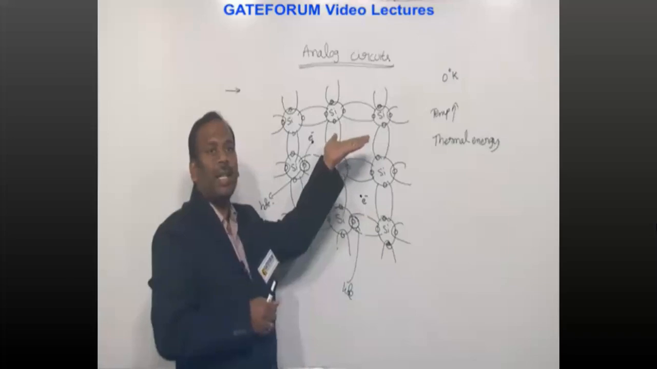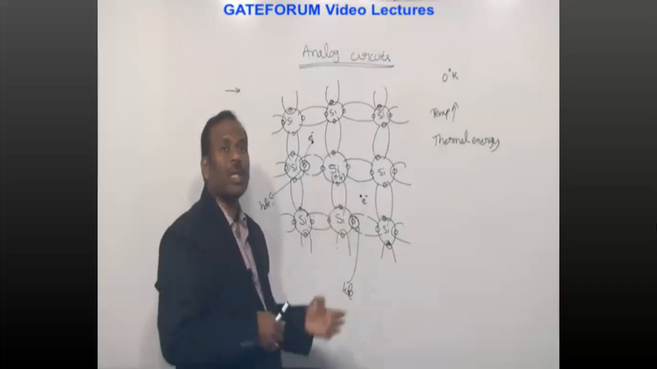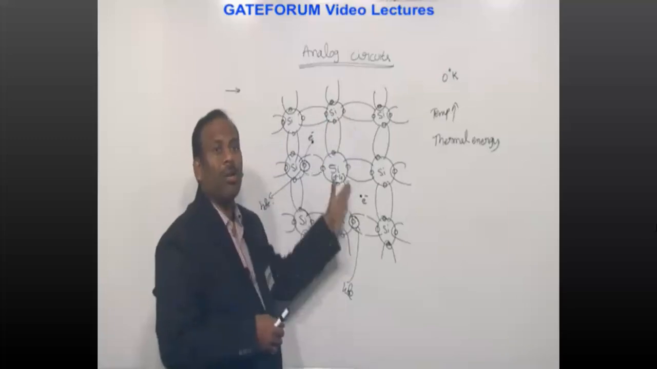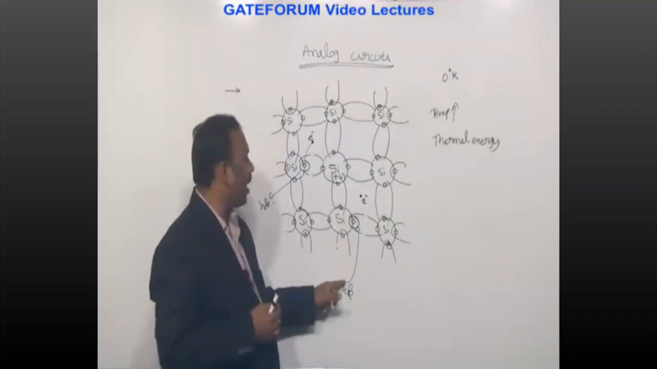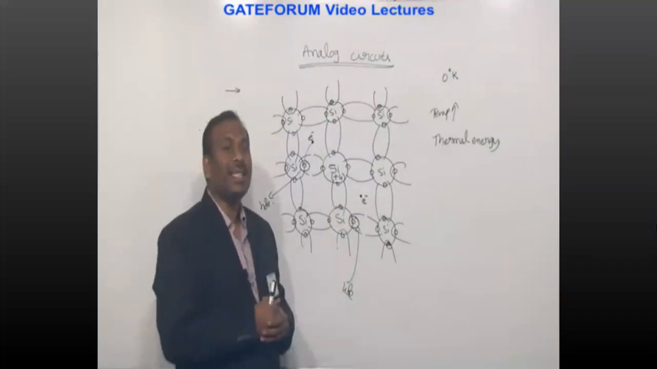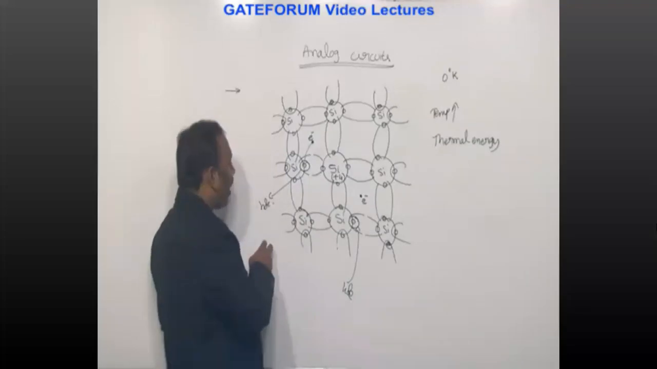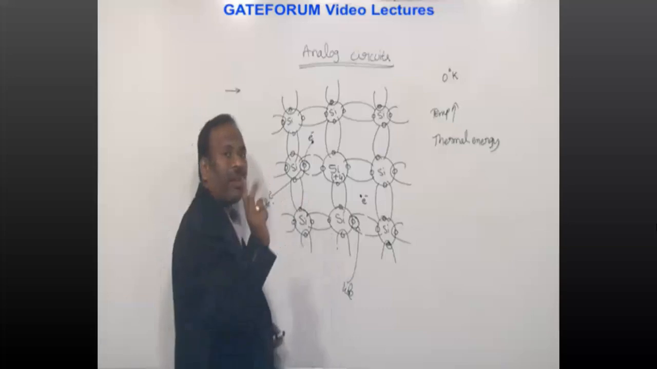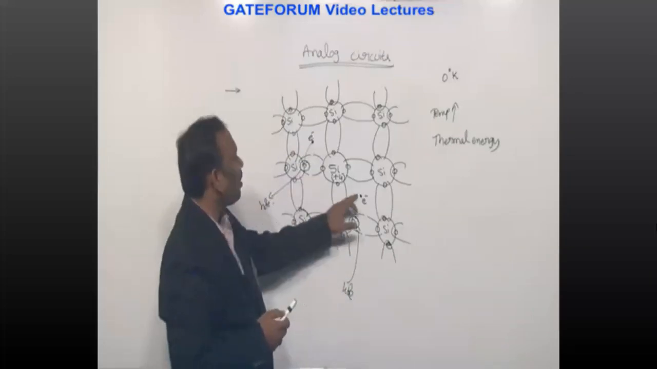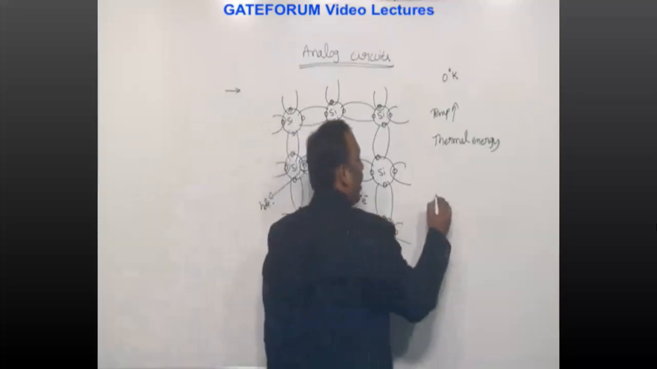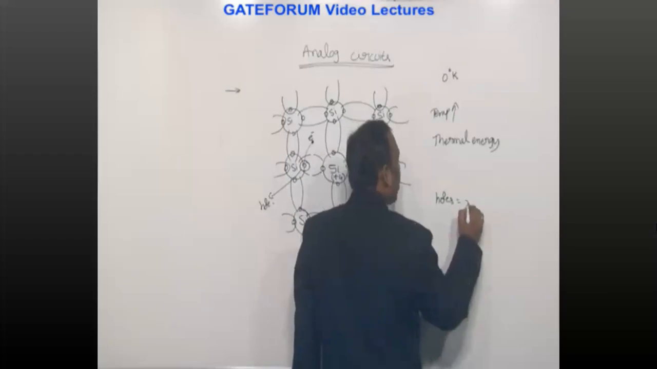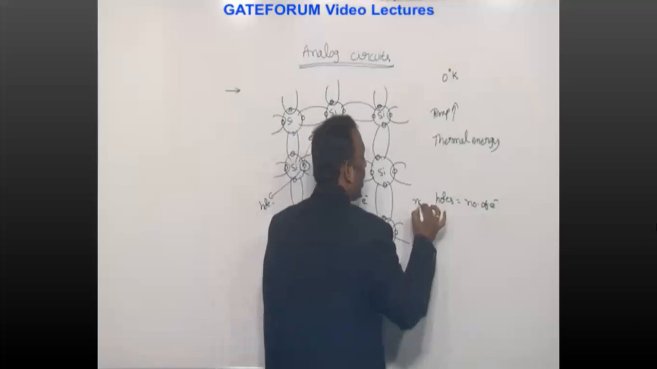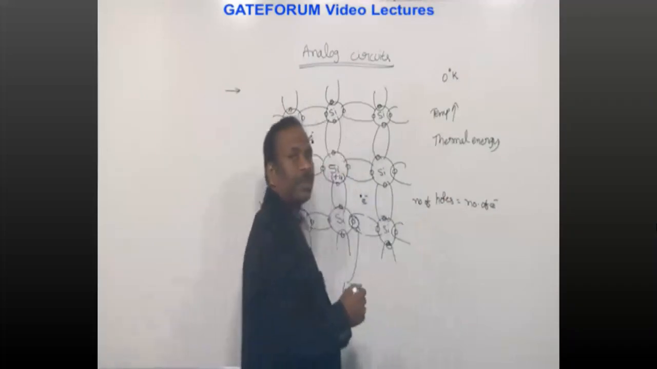As the temperature goes on increasing, more covalent bonds acquire energy and break, and free electron-hole pairs are generated. Now in this figure, how many holes are there? This is one hole, this is the second hole, so the number of holes is 2 and the number of electrons is 2. Therefore, here the number of holes equals the number of electrons.